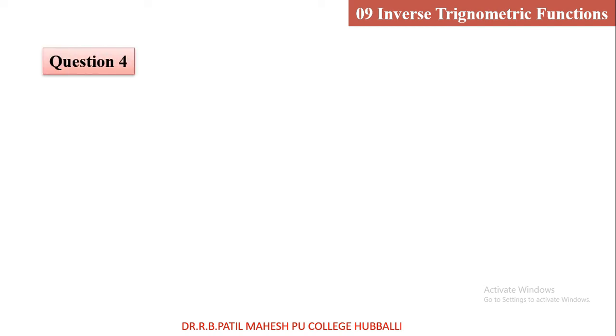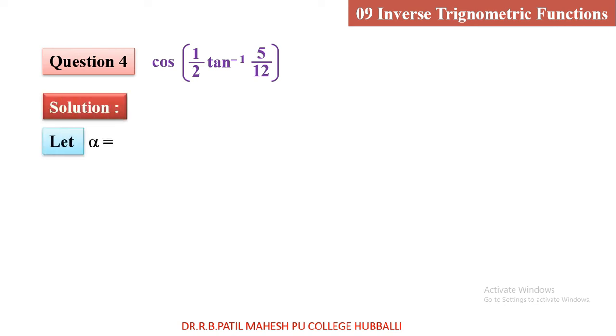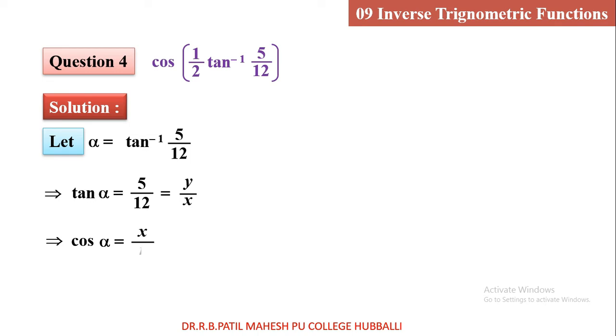Question number 4. The value of cos of 1 by 2 tan inverse 5 by 12. Evaluate this expression. Solution. Here also let me take alpha as tan inverse 5 by 12, so that tan alpha is equal to 5 by 12. So this is going to be opposite divided by adjacent, that is y by x. Then from tan alpha you can write cos alpha as adjacent divided by hypotenuse. From Pythagoras theorem we will get the hypotenuse as 13. So cos alpha is 12 by 13.